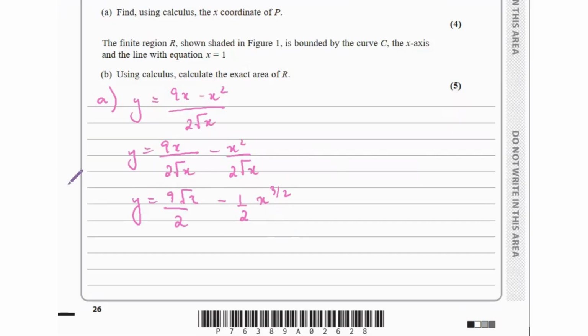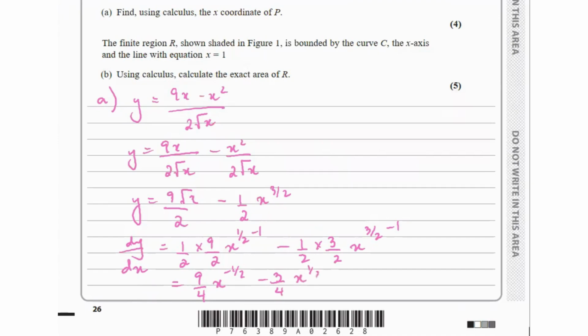Now we're going to differentiate this. So dy by dx is going to be 1 over 2 times 9 over 2 times x to the power of 1 over 2 minus 1, minus 1 over 2 times 3 over 2 times x to the power of 3 over 2 minus 1. That gives us a value of 9 over 4 times x to the power of negative 1 over 2 minus 3 over 4 times x to the power of 1 over 2.